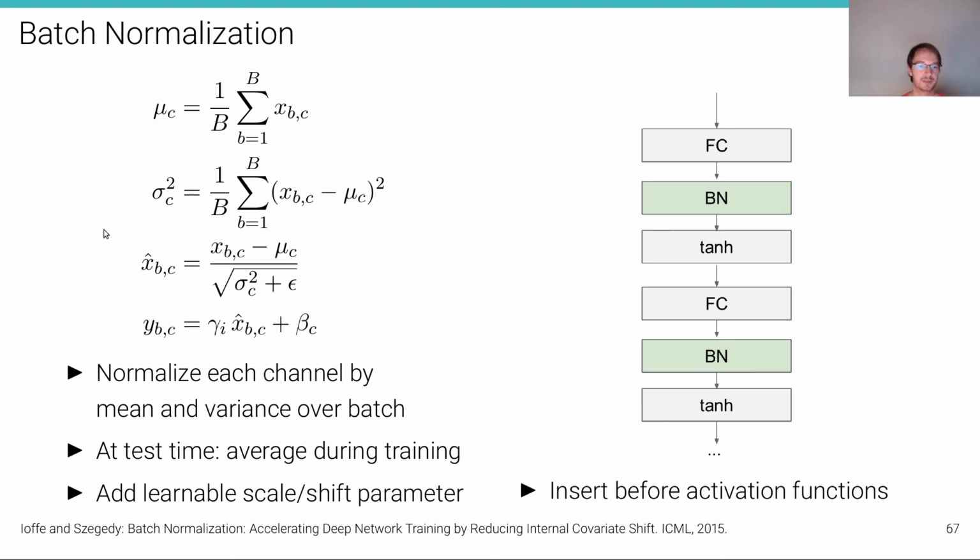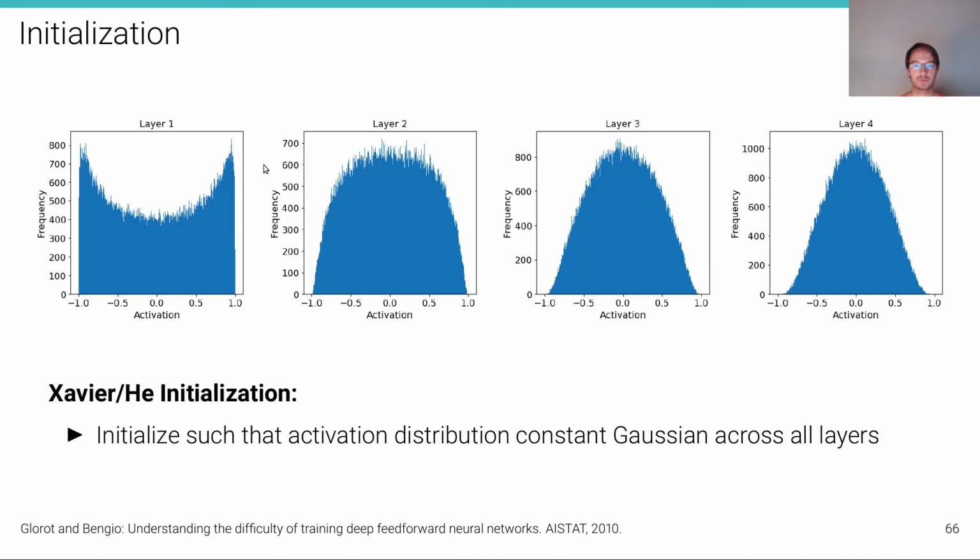The entire operation here. And we have this learnable scale and shift parameter that we add to the model. And then we can add such a batch normalization layer after each fully connected layer and before the activation functions. And this will help with the distribution of activations during training.